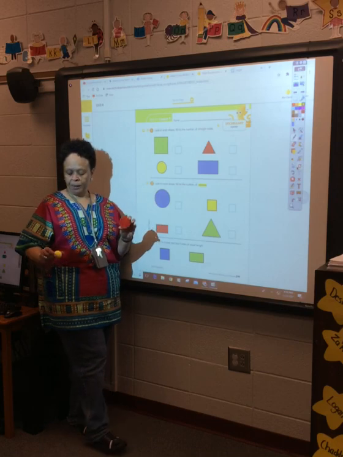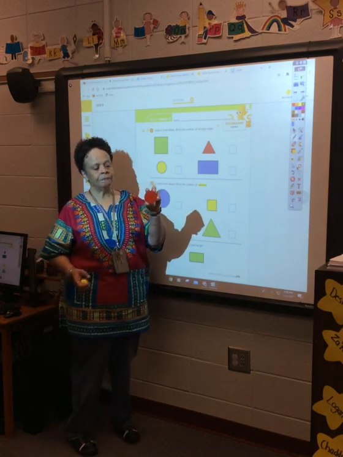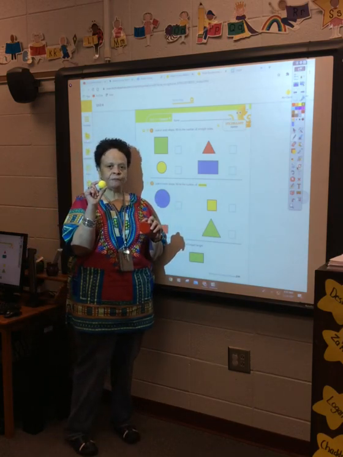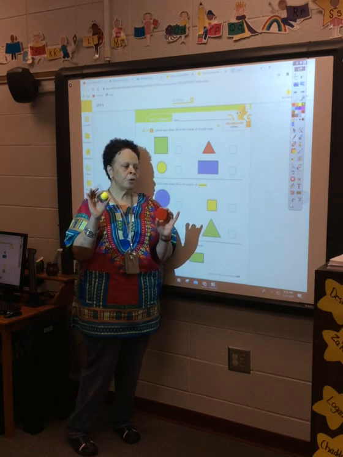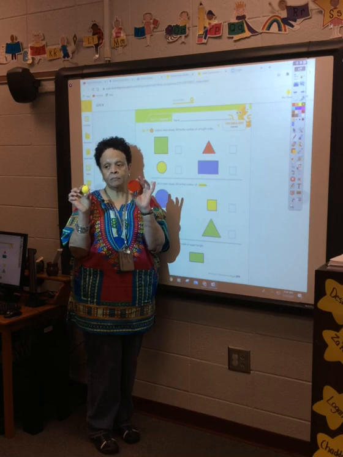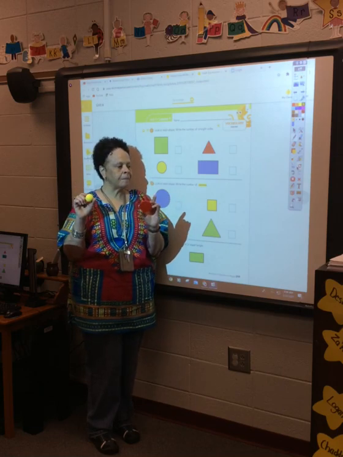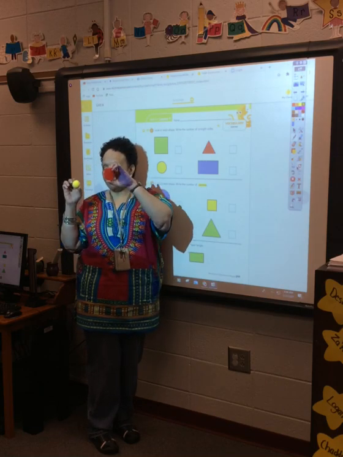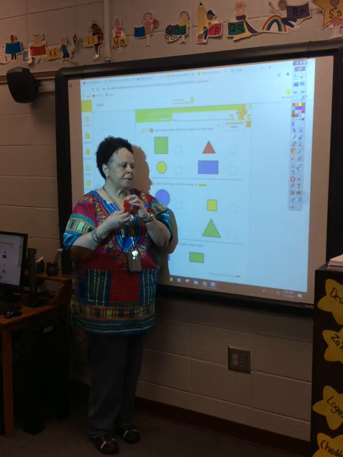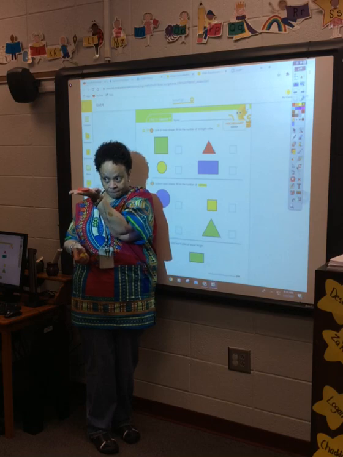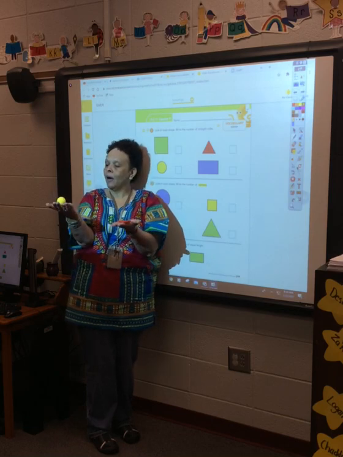So I have two shapes here in my hand. I have a circle and I have a sphere. A circle and a sphere. So are these shapes the same? No. Very good. What is the same? They both are what? They're round. They're round. But the circle is flat. See it? And the ball is not.